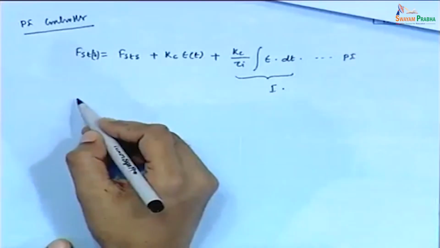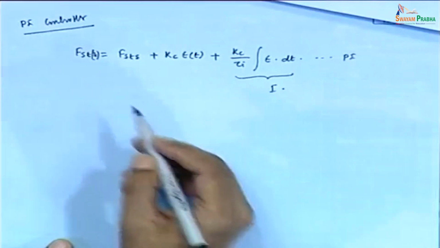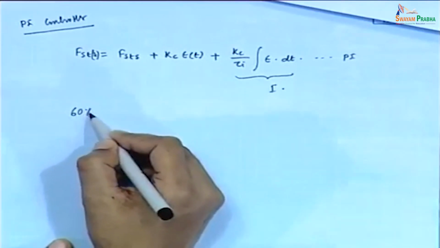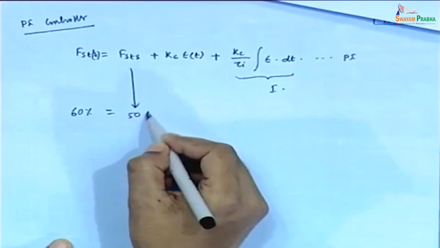Okay. Now, if we consider Fst 60%, how much is Fst,s? 50%.